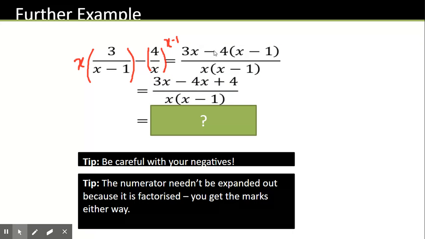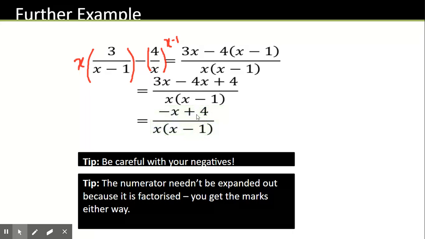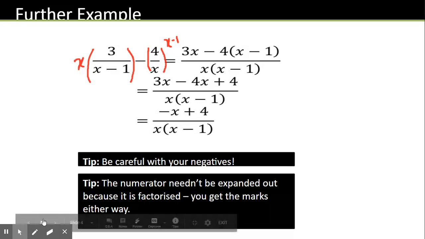Now expanding them provides us 3x minus 4 multiplied by x, which is minus 4x, minus 4 multiplied by minus 1, which is plus 4. Simplifying them provides us minus x plus 4 over x brackets x minus 1.